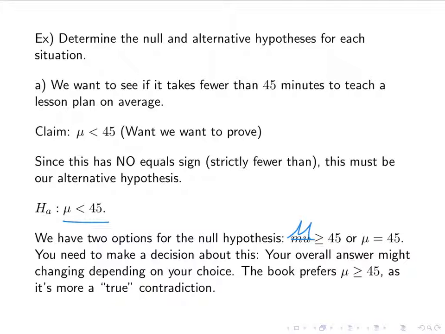So you need to make a decision about this. And again, that really depends on the situation. Do you think that it could be strictly equal to 45, or greater than or equal to 45? So depending on the situation, one makes more sense than the other. The book prefers to do a more true contradiction, so greater than or equal to 45. And I think in this case, that one makes the most sense. So I wouldn't really do mu equals 45 in this case. I would do mu is greater than or equal to 45.